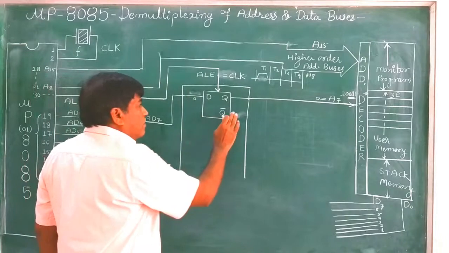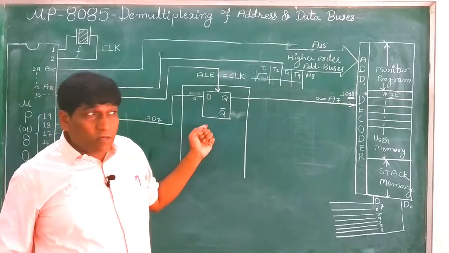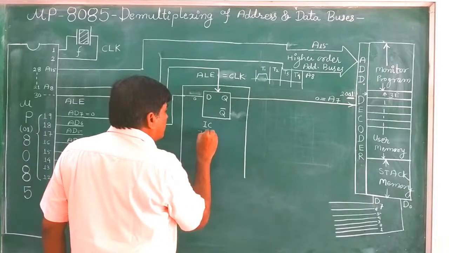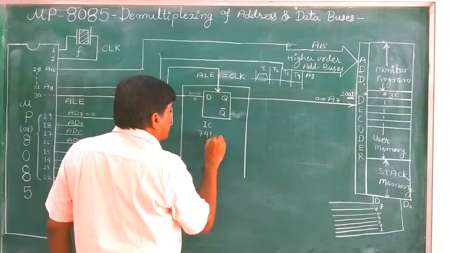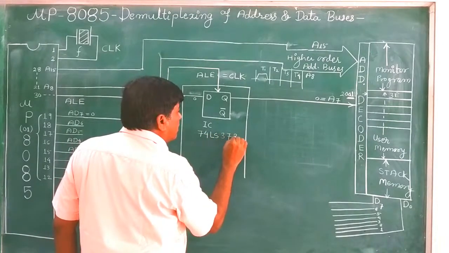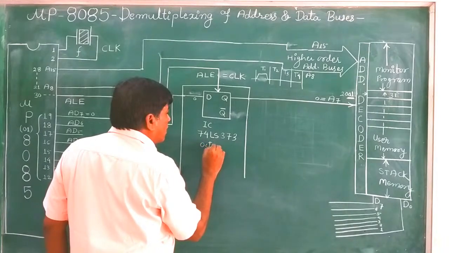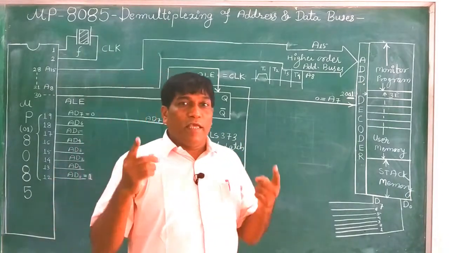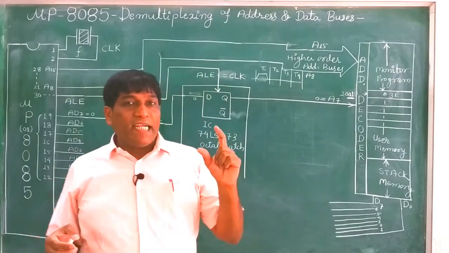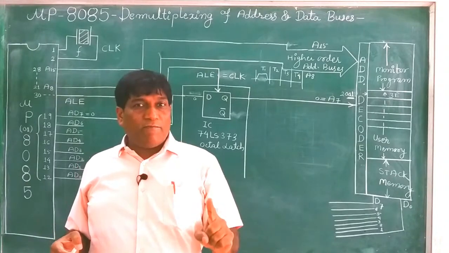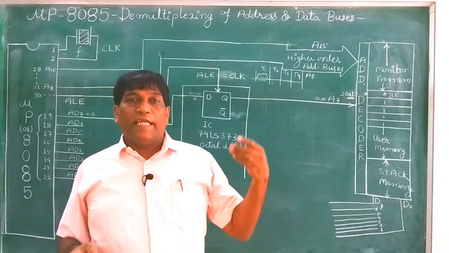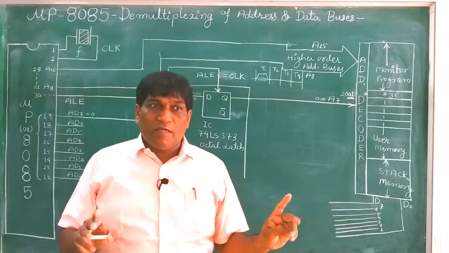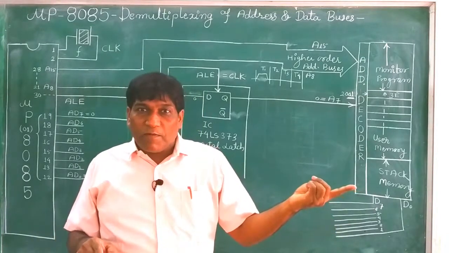Now, for seeing the complete diagram, as we have already explained, one flip-flop. Actually, we are using IC 74LS373, which is an octal latch. Octal means 8. Octal latch means we have 8 flip-flops in it. With 8 flip-flops, 8 inputs and 8 outputs are required, meaning at least 8 pins for input and 8 pins for output, 16 pins.